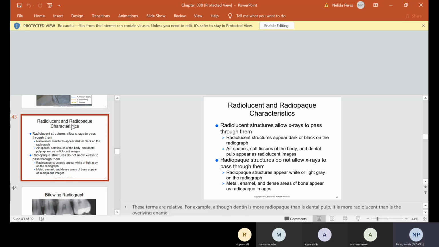Radiolucent structures allow x-rays to pass through them, so they appear dark or black on the radiograph. Air spaces, soft tissues of the body, and dental pulp appear as radiolucent images. Your radiopaque structures do not allow x-rays to pass through them, and they appear white or light gray on the radiograph. Metal, enamel, and dense areas of bone appear as radiopaque images.